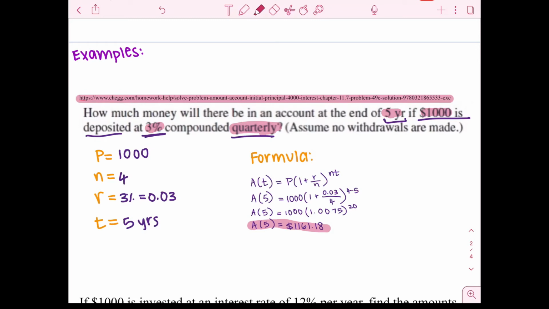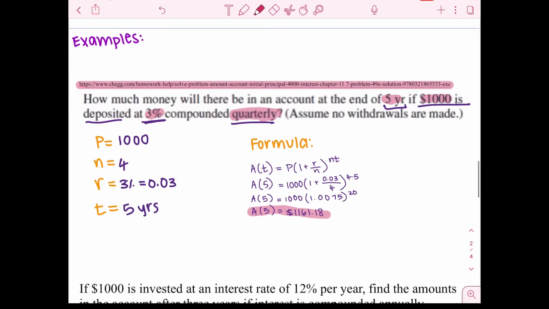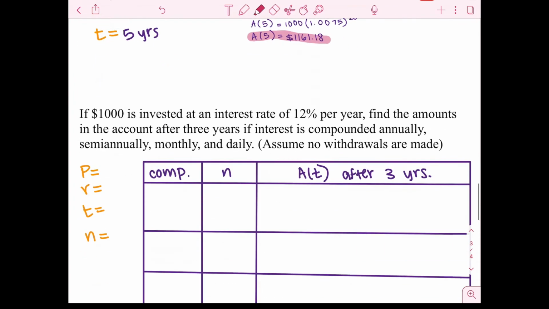Great, so now that we have this answer, we can move on. If you have any questions about this example problem, definitely email us. If not, we can move on.